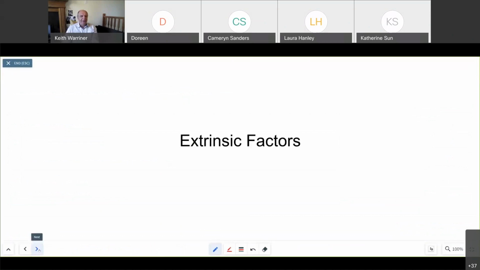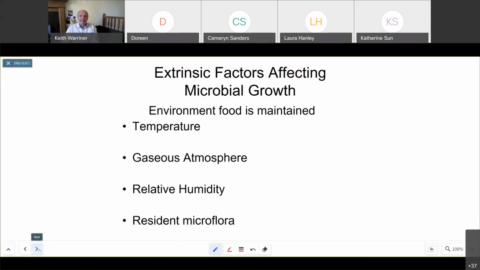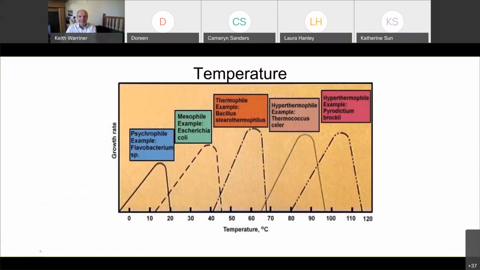So now we're going to move to extrinsic factors. Extrinsic factors are the environment around the food itself. So we'll talk about temperature, gas composition, relative humidity, and resident microflora, which I always think should be an intrinsic factor, but it's what it is.